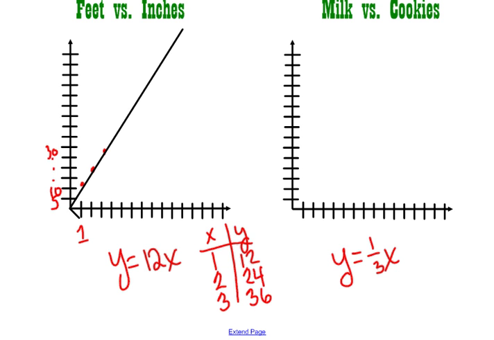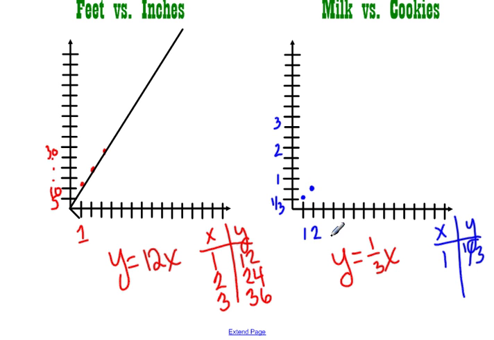The same thing's going to happen over here with the milk and cookies. If I have 1 package of cookies, I'm going to be drinking 1/3 of a gallon of milk. So I'll count these as thirds. This will be 1/3, 2/3, and 3/3, which is 1 whole. 2/3, there's 2 gallons, and 3 gallons. So if I have 1 package of cookies, I'm having 1/3 of a gallon of milk. If I have 2 packages of cookies, I will have 2/3 of a gallon of milk.